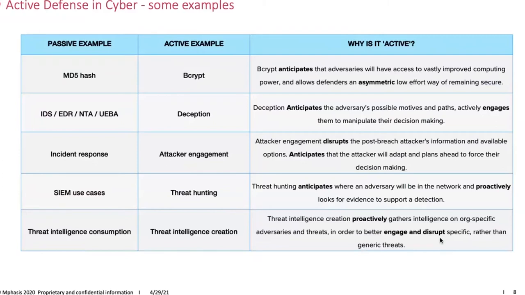You know, back in the day, we used to use MD5 to hash our passwords, sorry, not encrypt, but hash our passwords. And now we work on a fundamental assumption that, hey, let's assume that the adversary is probably going to get access to these password hashes. And so now we're going to use bcrypt. What bcrypt does is immeasurably increase the cost to the adversary to be able to break a password. So it's going to take them a lot more time. And so that's an active defense example.